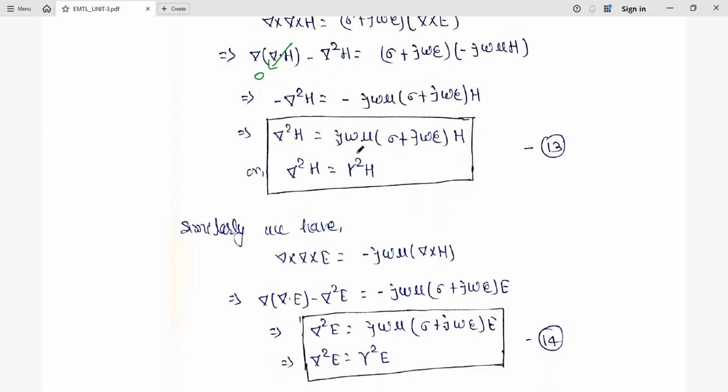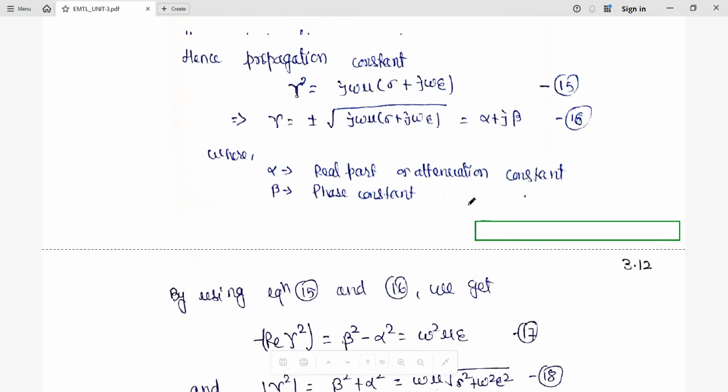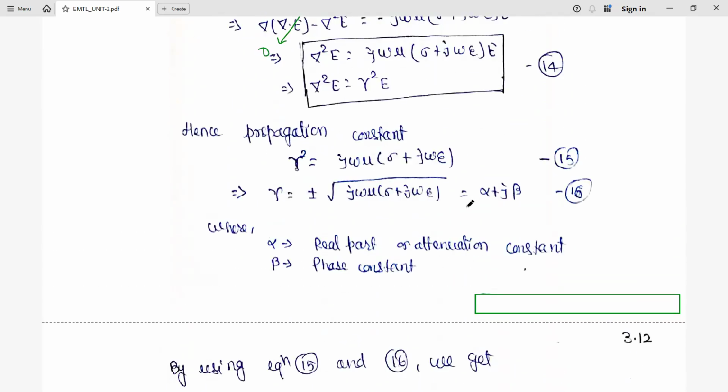So after rearrangement, now we have del square H equal to this value. And this one is taken as, same as we discussed earlier, the gamma square. So del square H equal to gamma square H, where gamma is alpha plus j beta. So the same thing we are going to do for del cross E also. Here we are going to apply the curl, again using the identity on the left side. Again, by the help of that, you have seen that del dot E equal to 0. So finally we are able to write this equation. So now again here, del square E equal to gamma square E.